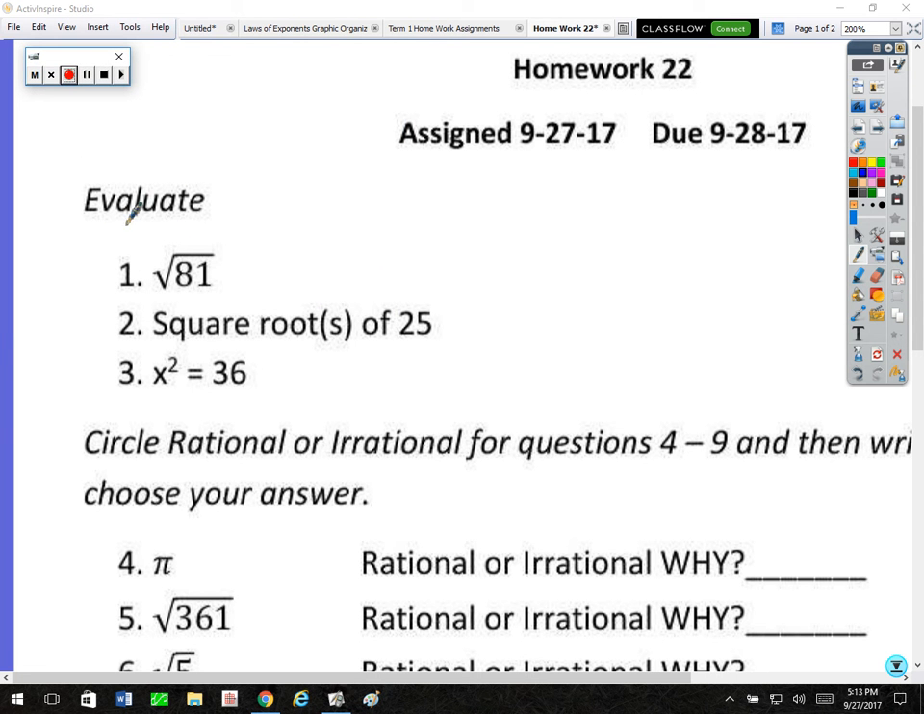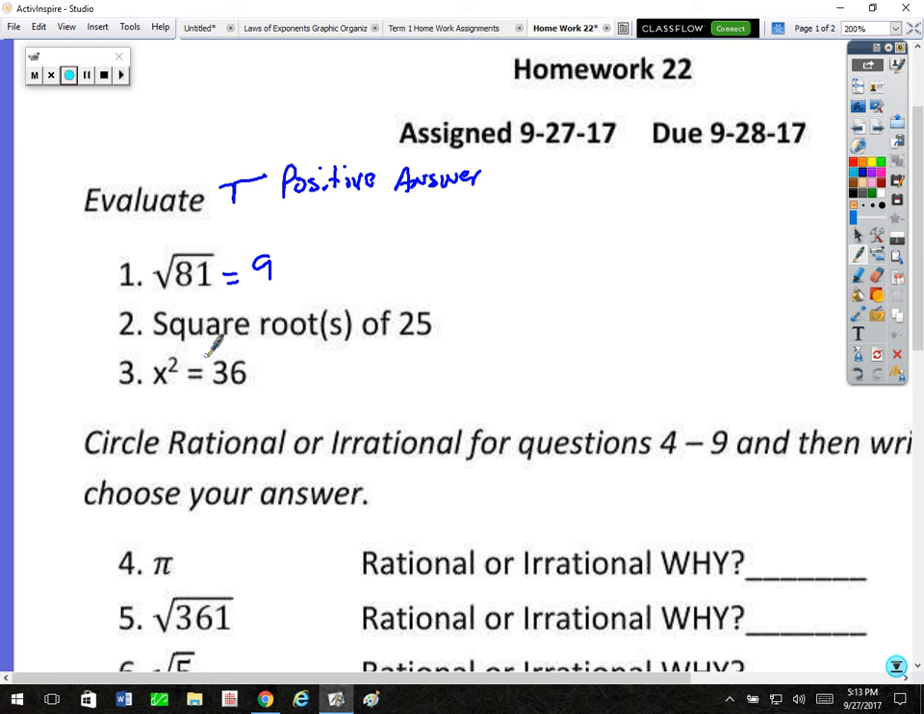Alright, the first one's asking us to evaluate some square roots. Remember we talked about this. If I see the radical sign, what I'm looking for is the positive answer only. I don't want both. I just want the positive answer. So for the first one, I see the radical sign, so I'm going to help you out with this first one. The answer to that one is just 9.